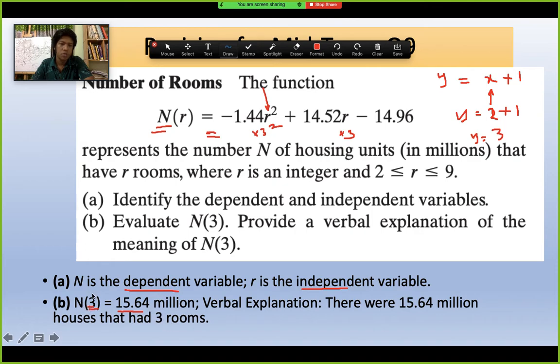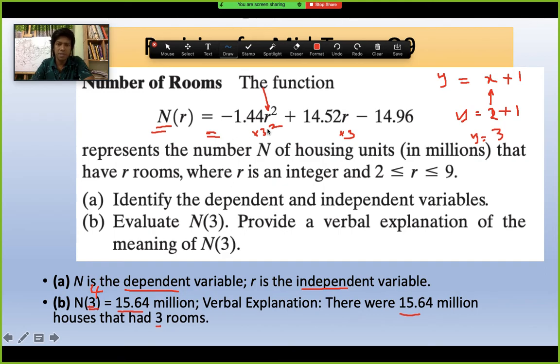Okay, so suppose we give 4 here, then the answer will of course be different. In that case, you put the new answer here: million houses that had 4 rooms. If we put r equal to 4, then the answer will be different. So that will mean there were that many houses from the calculation that had 4 rooms. So this is the verbal explanation.